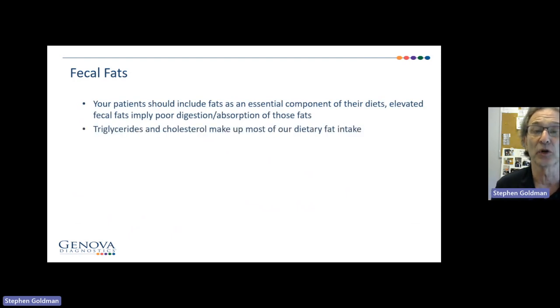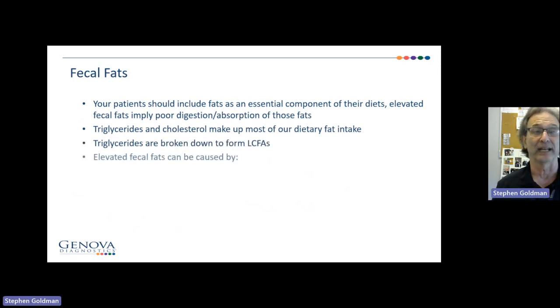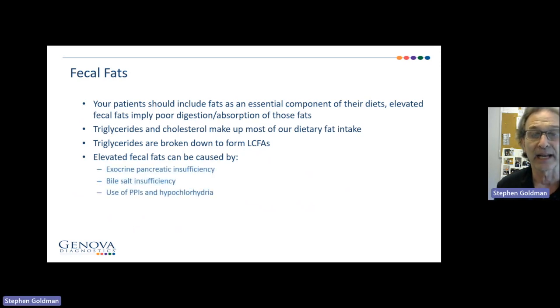Triglycerides and cholesterol make up most of our dietary fat intake. Triglycerides are broken down to form long-chain fatty acids. Forgive me. Elevated fecal fats can be caused by exocrine pancreatic insufficiency, bile salt insufficiency, use of PPIs, and hypochlorhydria.